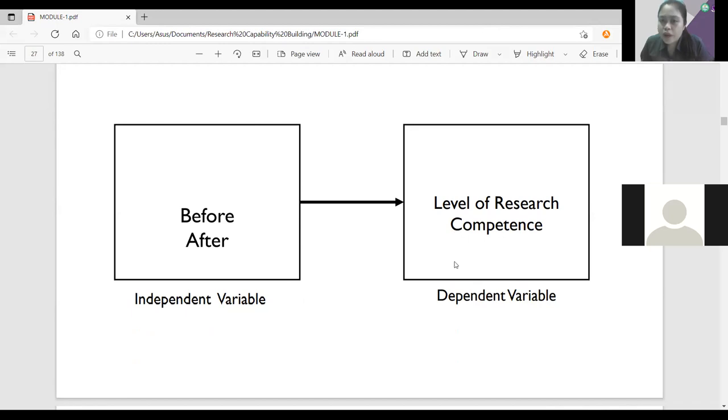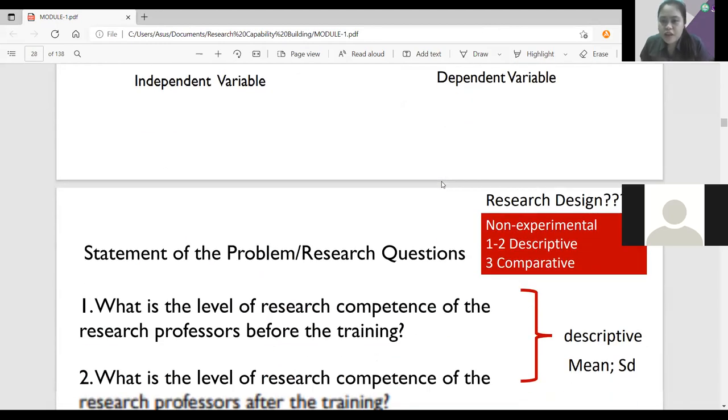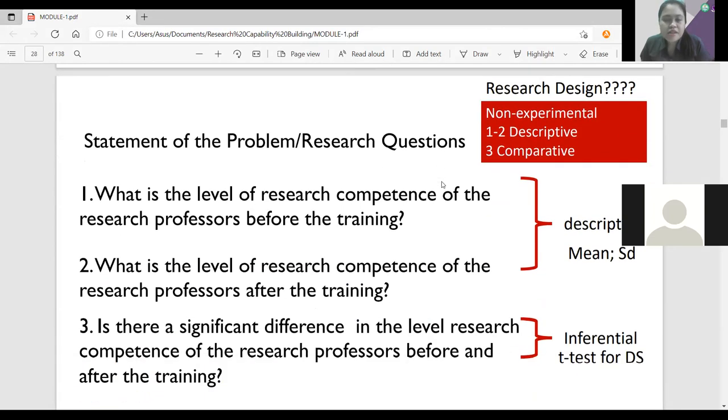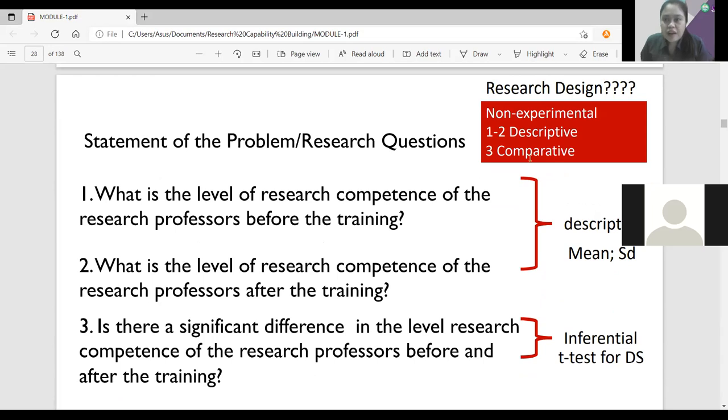And then our outcome variable here is their level of competence. So this is actually a non-experimental descriptive comparative study. Non-experimental because we are not doing an experiment here, but we are comparing their level of competence. So our research SOP is asking for the level of competence first before the training, and then their level of competence after the training.